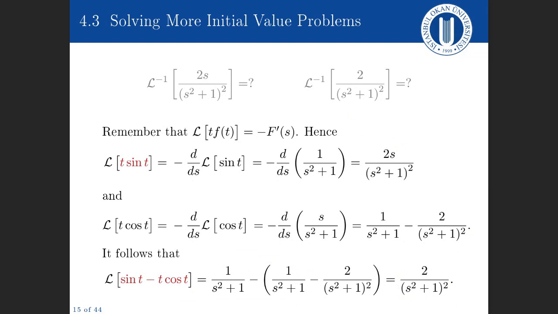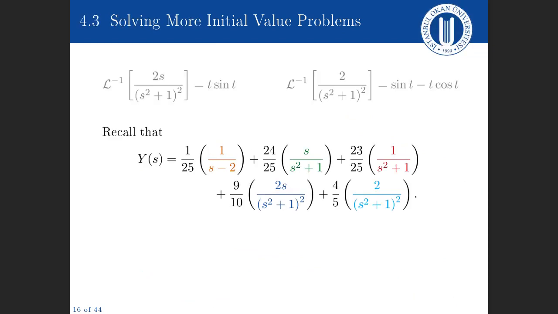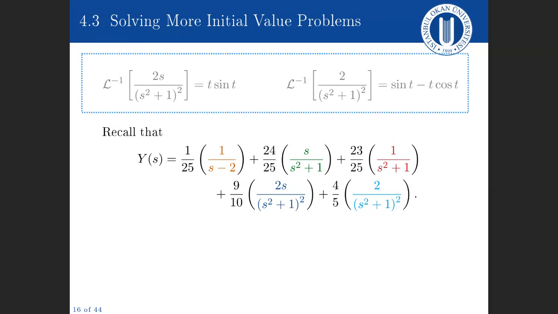Okay, so these are the functions that we want. We want t sine t, and we want sine t minus t cos t. Let's go back to the formula for capital Y, now that we have these two new formulas. Capital Y is this: 1 over 25 multiplied by an orange function, plus 24 over 25 multiplied by a green function, plus 23 over 25 multiplied by a red function, plus 9 over 10 multiplied by a dark blue function, plus 4 over 5 multiplied by a light blue function, a cyan function. And we know what all of these colored functions are now.